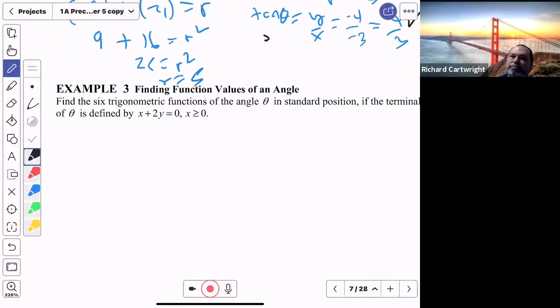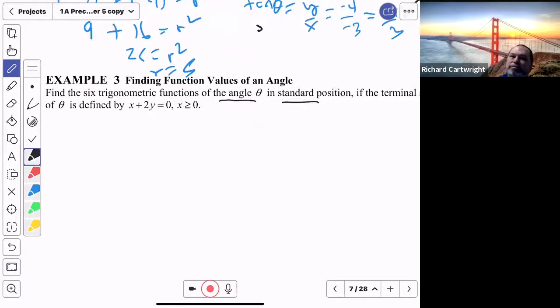Number 3, finding function values of an angle. Find the 6 trigonometric functions of the angle theta that's in standard position in the terminal side. Theta is defined by, oh, that looks kind of ugly. I'm not even sure how to start this one. So I guess I'm just going to have to perhaps wing it and see how we set it up. So let me see. He's got an equation of a line.